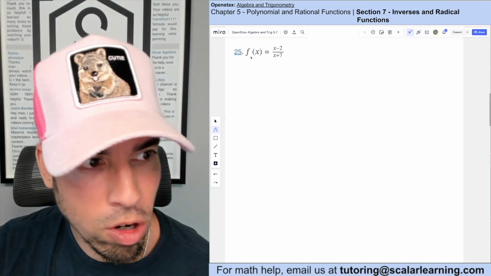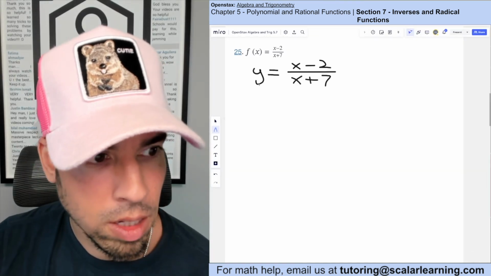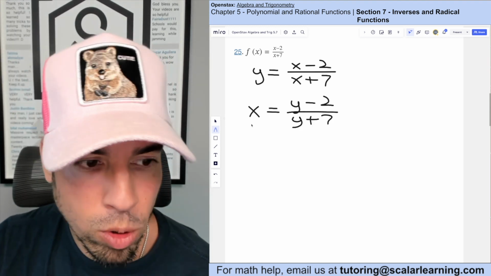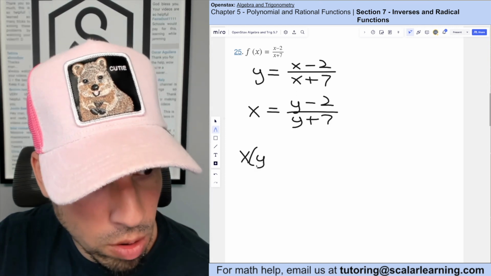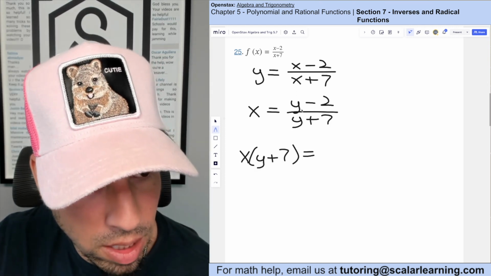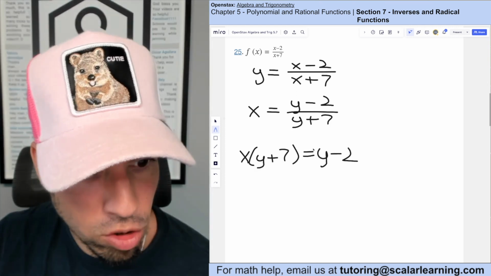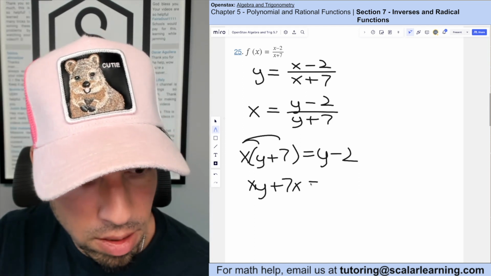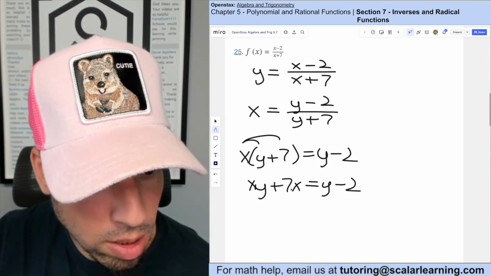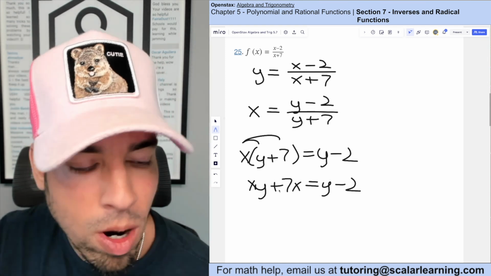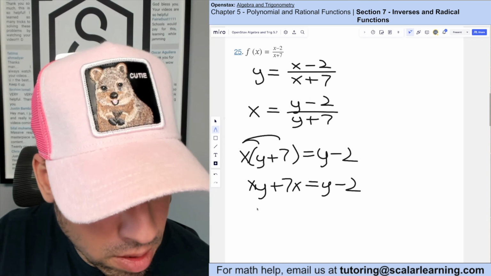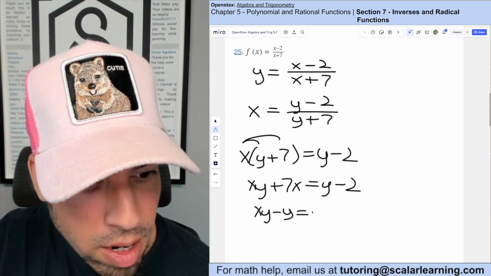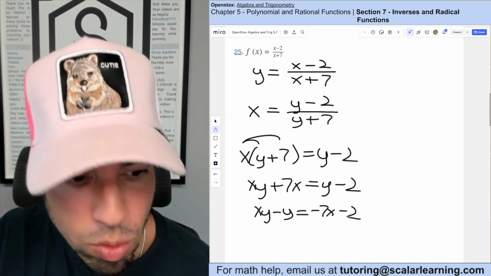For this one, we're going to start by replacing f of x with y. Then I'm going to swap the x's with the y's like so. And now we're going to isolate, first by multiplying both sides by y plus 7. So I got x times y plus 7 equals y minus 2. Now we're going to distribute: xy plus 7x equals y minus 2. Then I'm going to subtract both sides by y and subtract both sides by 7x simultaneously. So I got xy minus y on the left side equals negative 7x minus 2 on the right-hand side.